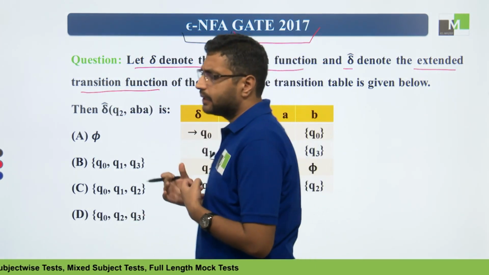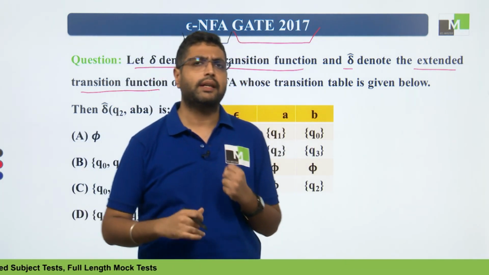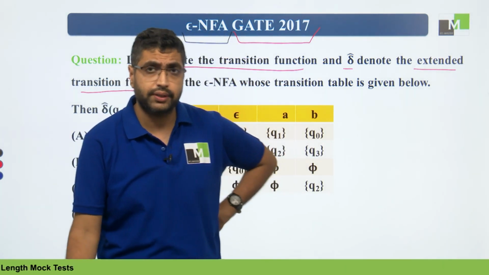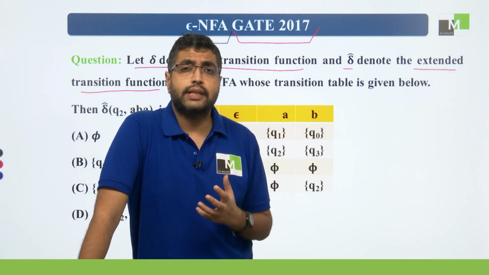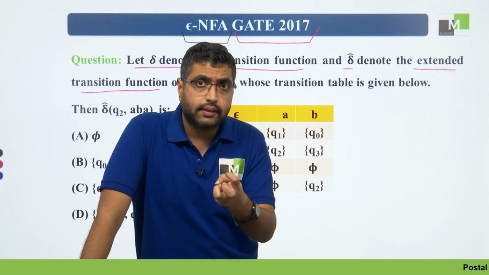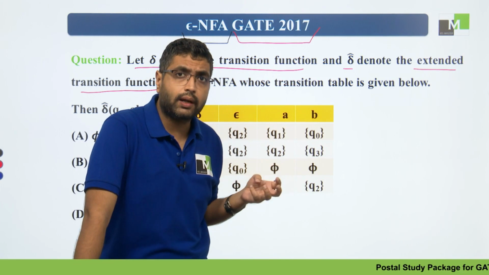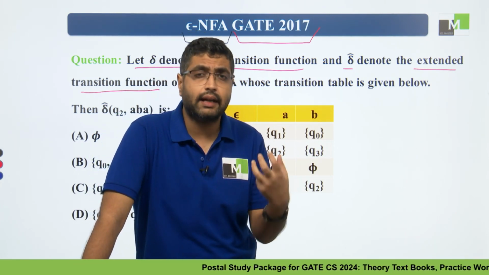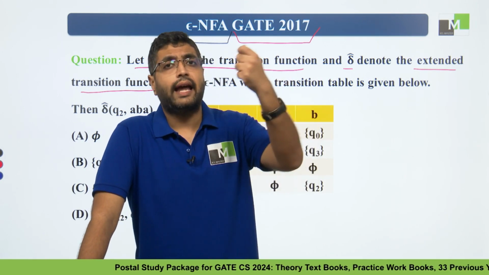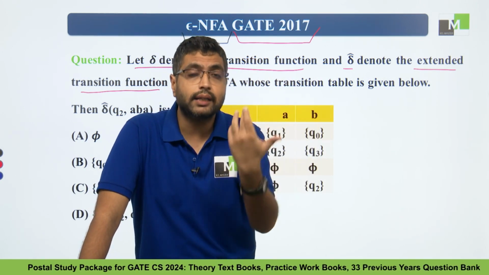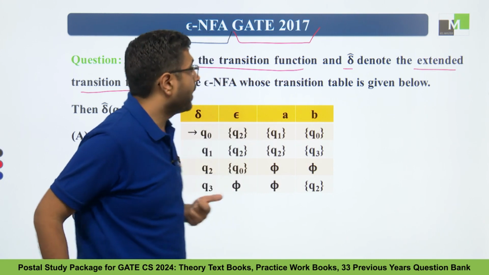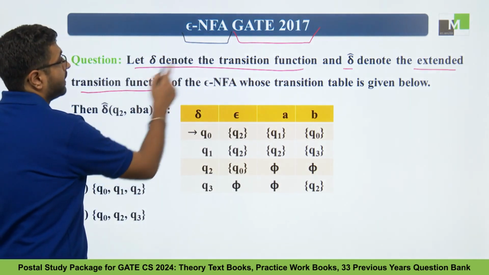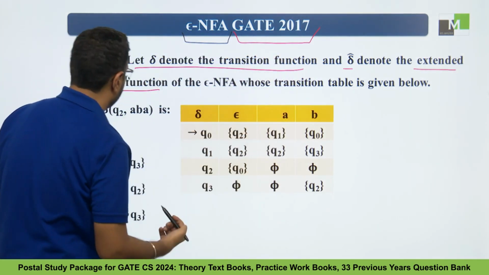So what is an extended transition function? What is the difference between the transition function and an extended transition function? Extended transition function is for the strings. Transition function is for the symbols in the alphabet, right? For example, delta we write on one state, and then what if we receive an input symbol on that state? Now when I say delta dash, that is delta cap or delta dash, whatever you want to call it.